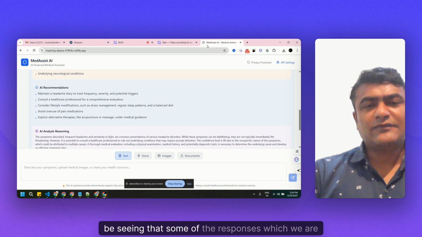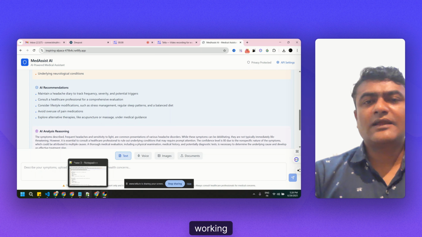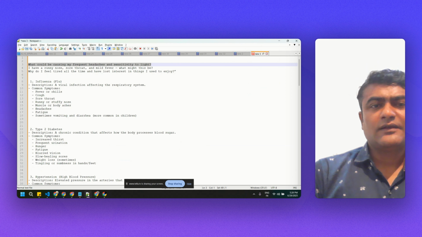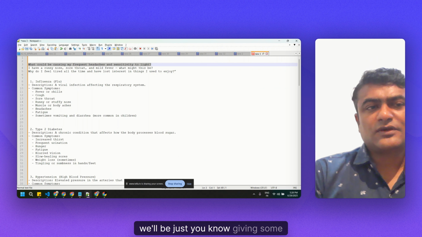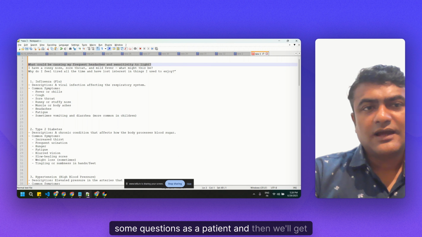Hey there. In this meeting, we'll be seeing some of the responses we are getting from this working demo model. We'll be asking some questions as a patient, and then we'll get the responses. For example, the first question I asked was: what could be causing my frequent headache and sensitivity to light? I asked this question to this model, and the responses are like this.